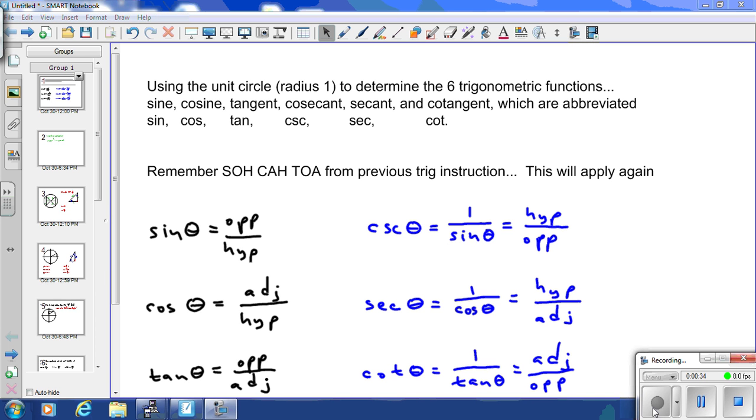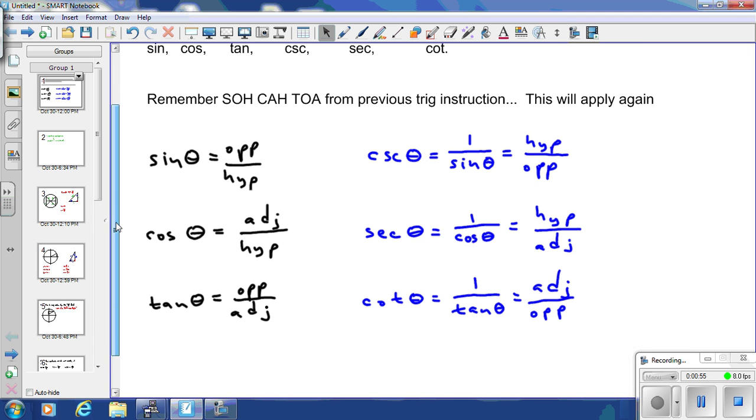Sometimes the unit circle, which means a radius of 1, to determine trig values. And so we have to recall from previous classes we've learned about SOHCAHTOA. Sine is opposite over hypotenuse, cosine is adjacent over hypotenuse, and the tangent is opposite over adjacent. For any right triangle, that works.